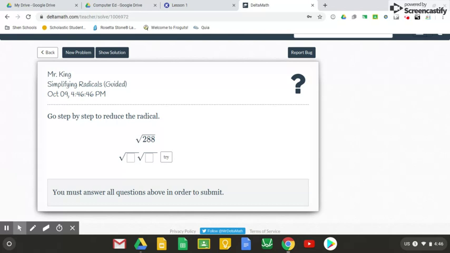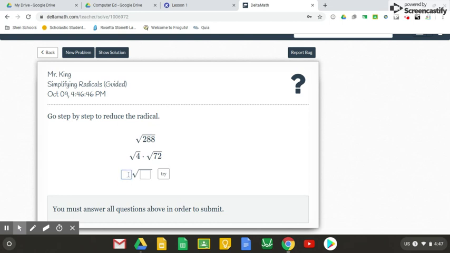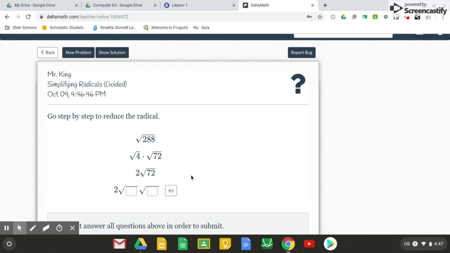Now, what happens if you don't pick the largest one right away? For example, in this one, something that simplifies is 472. I hit the try button, and it brings me to the next step. And I hit try again. And look, this comes up. What that means is you didn't pick the largest perfect square right away. So your Delta Math assignment is called guided at the top, because if you don't pick the largest perfect square, it's going to make you keep going.